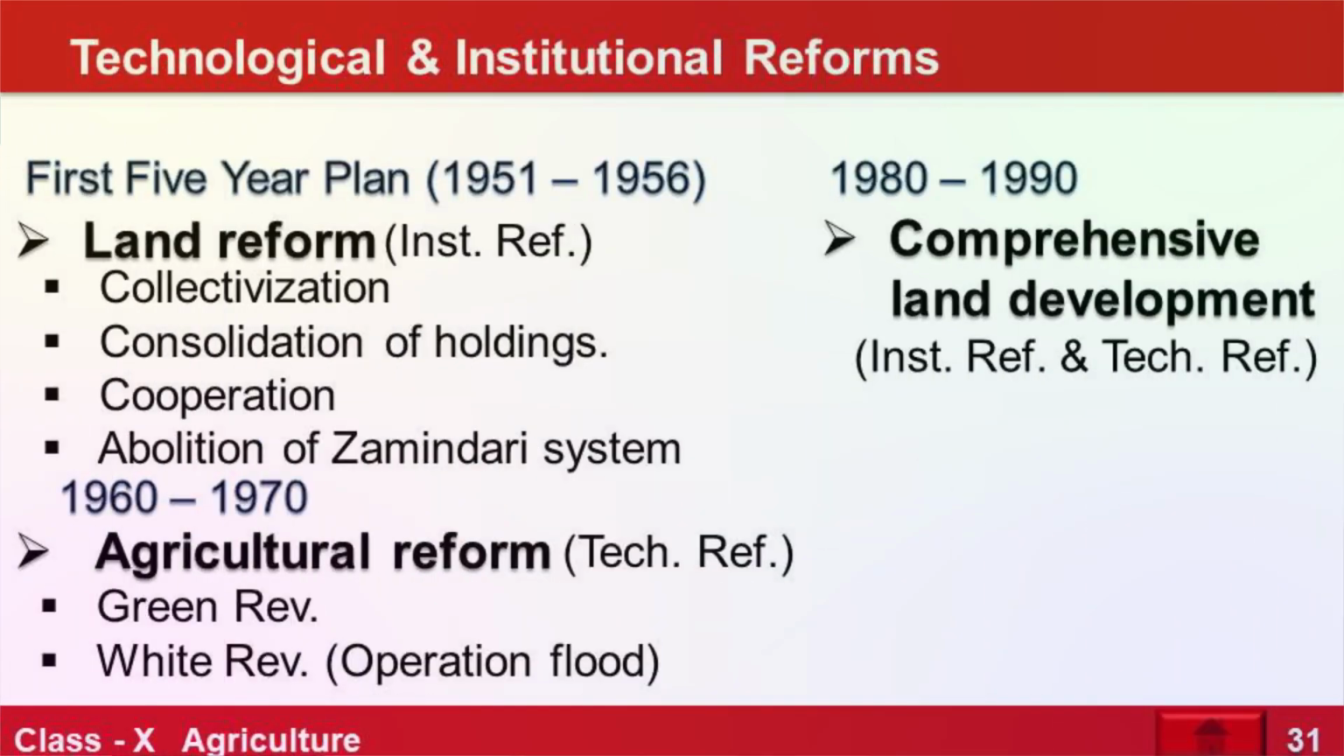Next, the second last topic we have is reforms. You know what a reform is? Reforms means to bring changes. Changes are required to improve our agriculture. As you know, we have been an agricultural country, so we need certain changes to bring it to the international level. So there are 2 types of reforms mentioned here, technological and institutional.